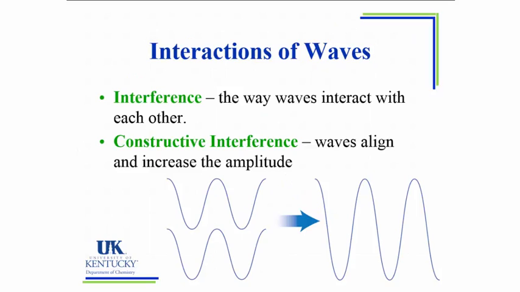Okay, so let's learn some other things about waves. There's something called an interference pattern that we're going to look at, and the interference is the way that waves interact with each other. There's a couple points that we want to look at. There's something called constructive interference, and if the waves align like these two waves right here do, with the troughs lining up, the peaks lining up, then we end up increasing the amplitude. So if you think about waves on the ocean, that's the way that works.